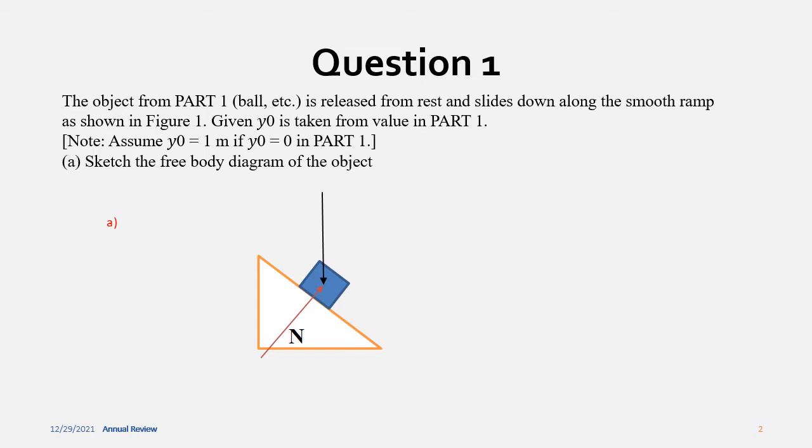The question states that the object from part 1 is released from rest and slides down along the smooth ramp as shown in figure 1. Given y naught is taken from the value in part 1. For question A, sketch the free body diagram of the object. This is the free body diagram sketching, which has a normal force and the weight of the object.